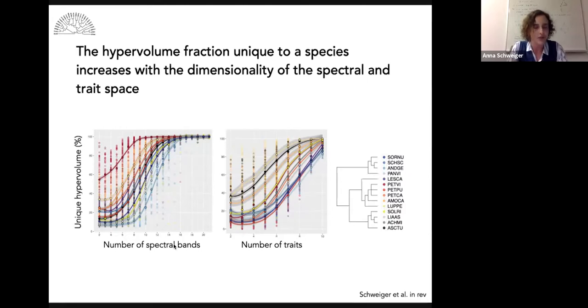Here in the spectral domain, we selected spectral bands at random, and we found that after selecting about 16 bands, we find almost zero overlap in hypervolumes, or 100% uniqueness. In trait space, even if we include all the 10 traits we measured in this study, which include carbon and nitrogen content, pigment composition, and the composition of carbon fractions, we don't reach 100% separation or uniqueness in species hypervolumes.